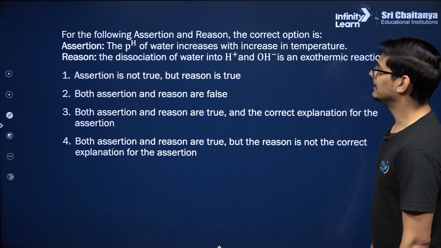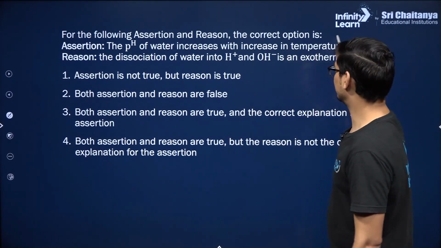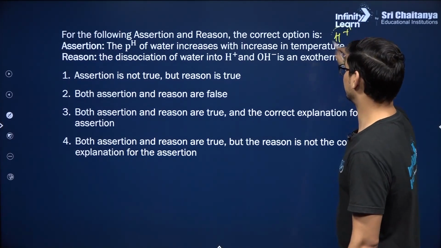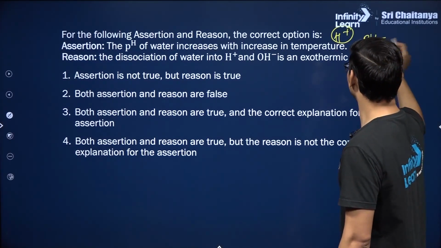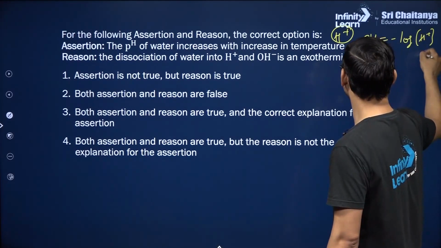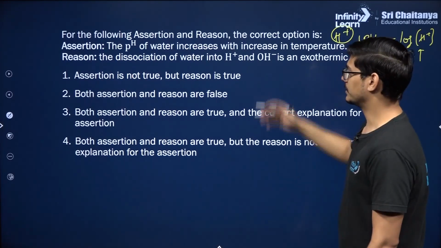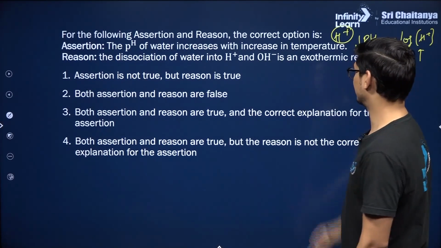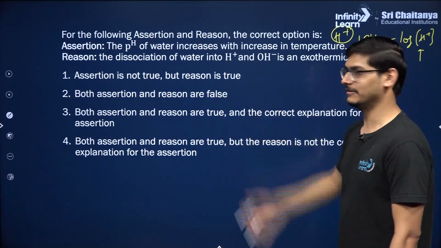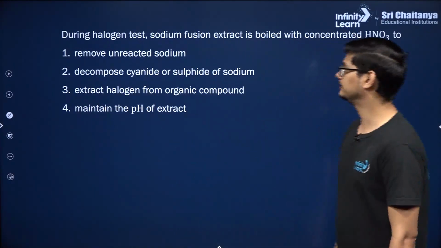The pH of water increases with the increase in temperature. No, it decreases, because as temperature increases, water ionizes more, H plus ion concentration increases, and because pH is minus log H plus, with increase in temperature, H plus ion concentration increases, and because of the minus sign, pH decreases. So dissociation of water into H plus and OH minus is an endothermic process, because by definition it is dissociation, right? So both assertion and reason are false.